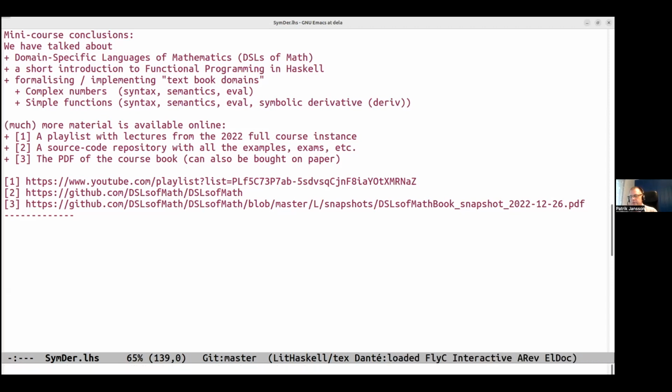And this and much more is available online. There is a playlist with lectures from the full course instance from 2022. There is a source code repository with all these examples, all the 17 exams of the course, including solutions, if you want to study on your own or ask questions, and the full PDF of the course book, which of course can also be bought on paper, but if you just want to look at it online, then the source code is there and the links are available. And yeah, this was the contents of lecture 3, which concludes the course, and we can take questions.